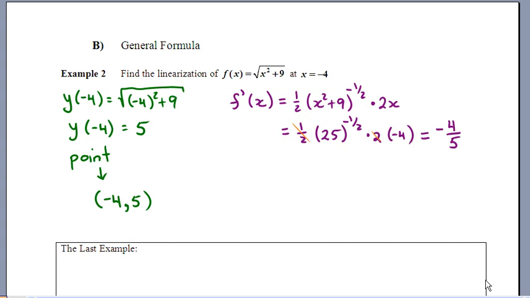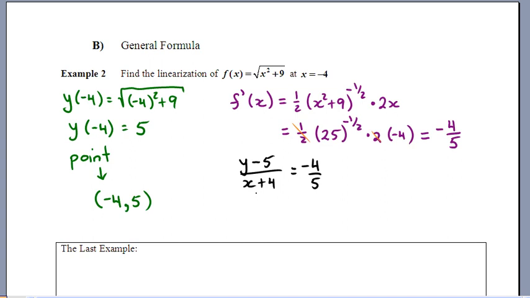Okay, so the equation of the tangent line, I'd be going y minus my y value here, so 5, sitting on top of x minus my x value, so that's minus a -4, might as well say plus 4, is equal to -4/5.